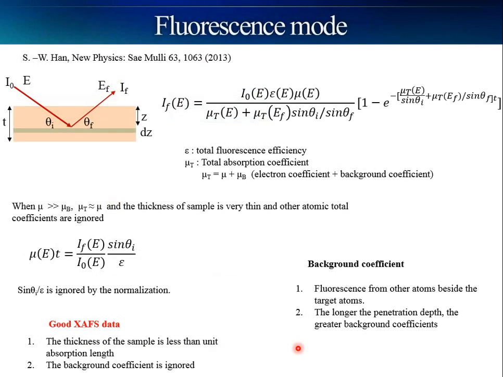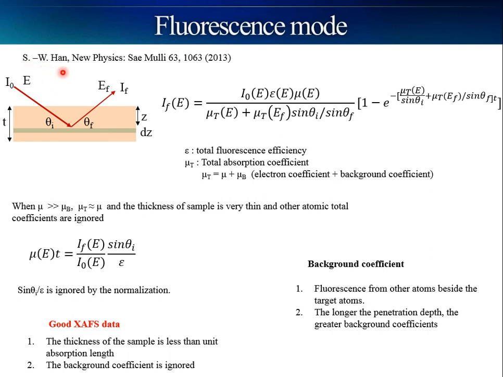Now let me explain fluorescence mode. Okay, look at this figure. In fluorescence mode, the incident X-ray with intensity I0 goes into the sample and it is scattered with intensity IF. T is the thickness of the sample and x is the penetrated depth. dx is the layer of scattering atoms. Theta I and theta F are the angles of the incident and scattered X-ray, respectively.